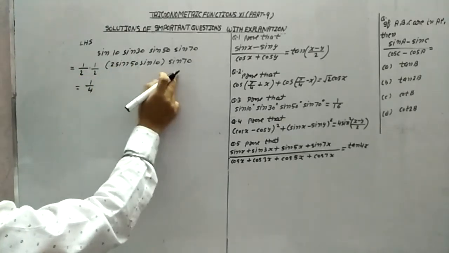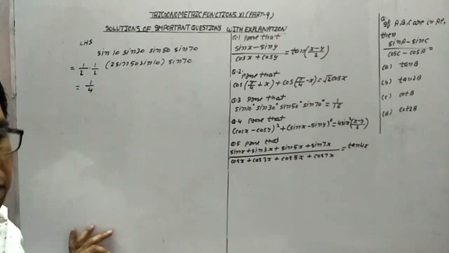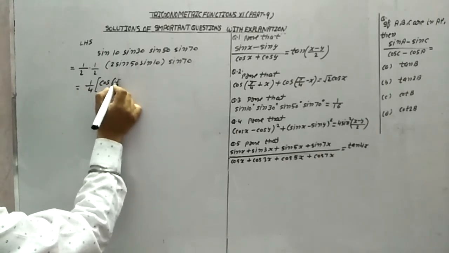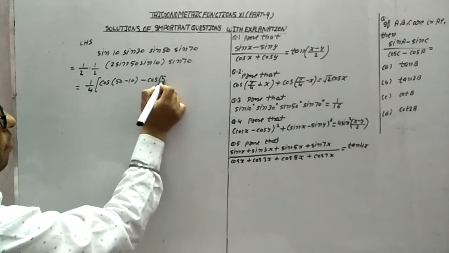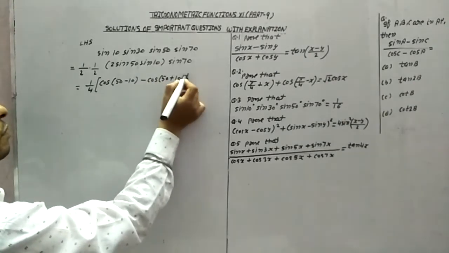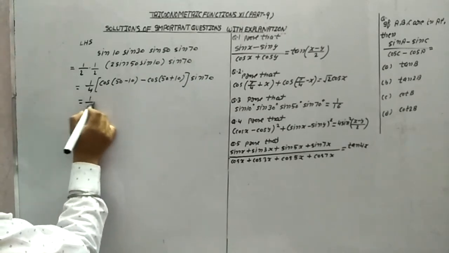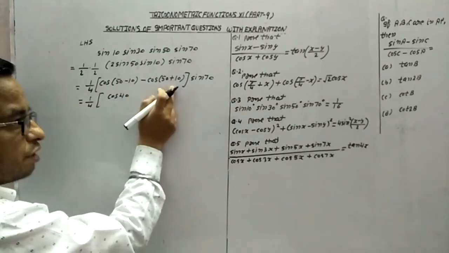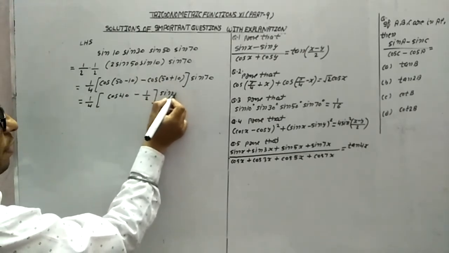Now 2 sin a sin b. What is the identity of 2 sin a sin b? It is cos (a minus b) minus cos (a plus b), it means cos (50 minus 10) minus cos (50 plus 10). This is the identity which we have applied. Now 1 by 4, this becomes cos 40, and this is cos 60. Cos 60 is 1 by 2. And this is sin 70 here.